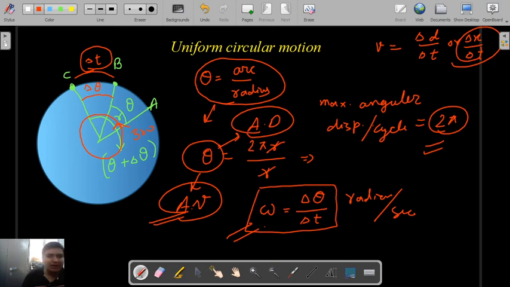So once we get the angular velocity, we have to get the frequency and the time period and all that. So let's go to those terms. What was the frequency? What was the time period? Let's discuss that.